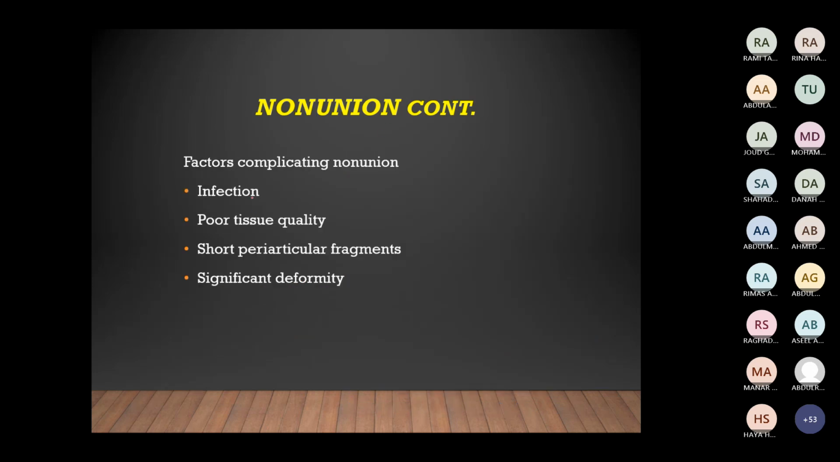So non-union continues. Apart from this, if you have an infection, the healing will be decreased, or non-union will increase. Poor tissue quality, osteoporotic tissue, or short peri-articular fragments, small fragments coming up, non-union occurs. And if significant deformity is already there, non-union will occur. Now this is very easy to understand. It's very logical. You don't have to think much. If you want to really know all this about non-union and malunion, you can see some little videos on YouTube, made by big orthopedic surgeons, which are actually very useful for you all.